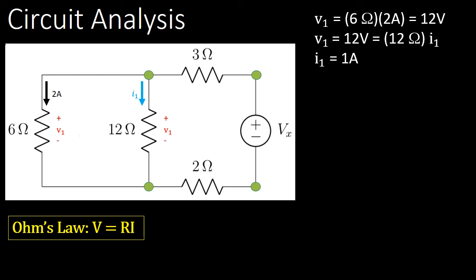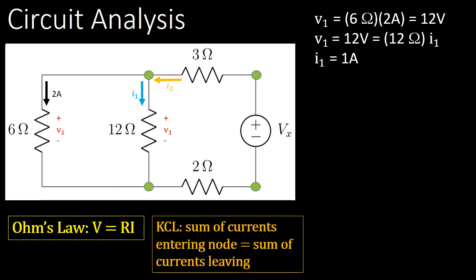Then we notice, by looking at the node in the center of the circuit at the top, there are 3 wires connected there, and we know the currents in 2 of them. We can find I2, the current in the other wire, by applying Kirchhoff's current law. The current entering the node, I2, has to equal the sum of the currents leaving, that would be the 2 amps plus I1. Since we know what I1 is, we can find I2. I2 is going to be 3 amps.